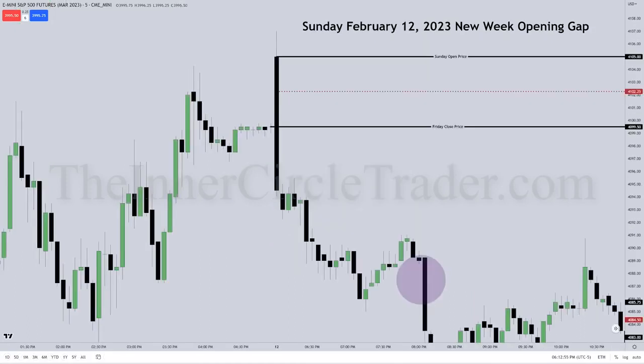The week after that, next Sunday, would be Sunday, February 12th, 2023, and this is the new week opening gap for it. And here's the closing price on that Friday, and the opening price on Sunday, and the midpoint here, which is consequent encroachment, the difference between the two.